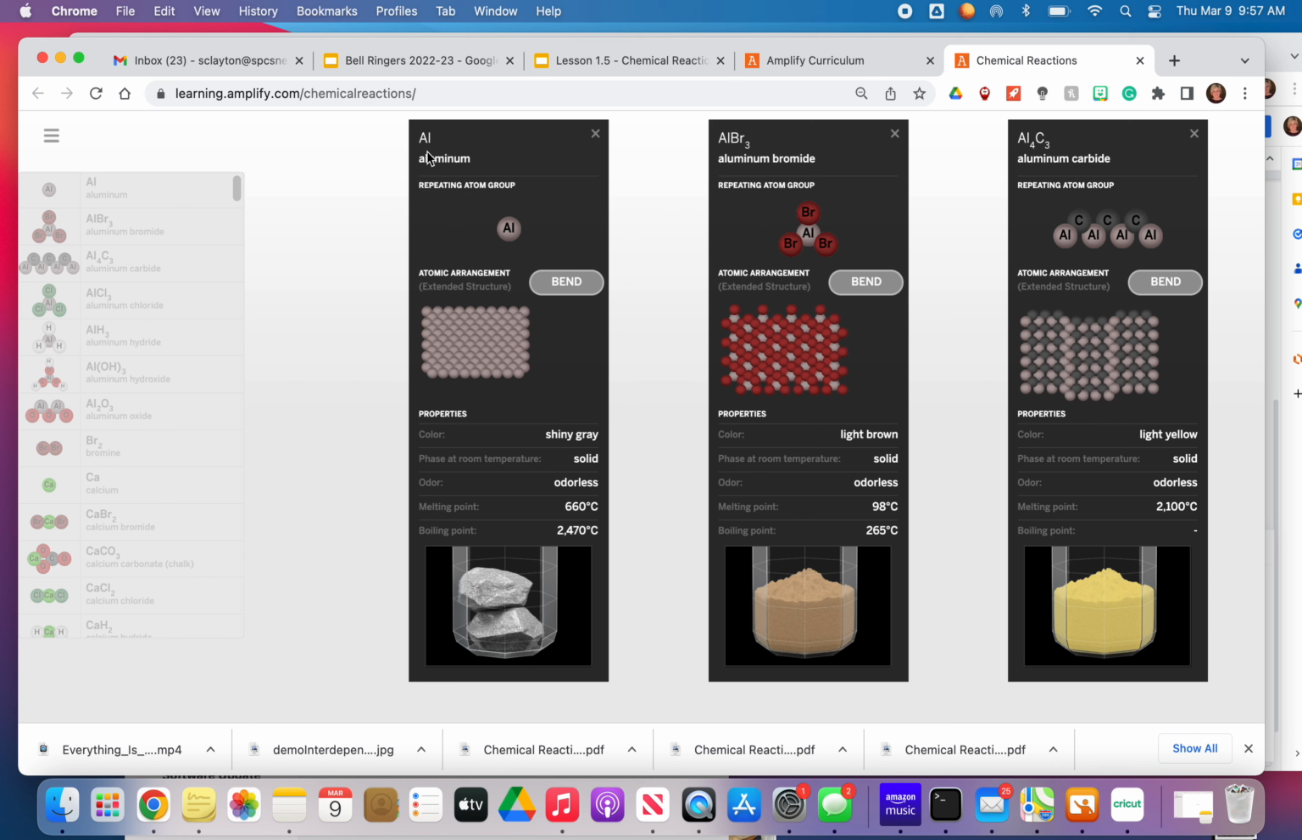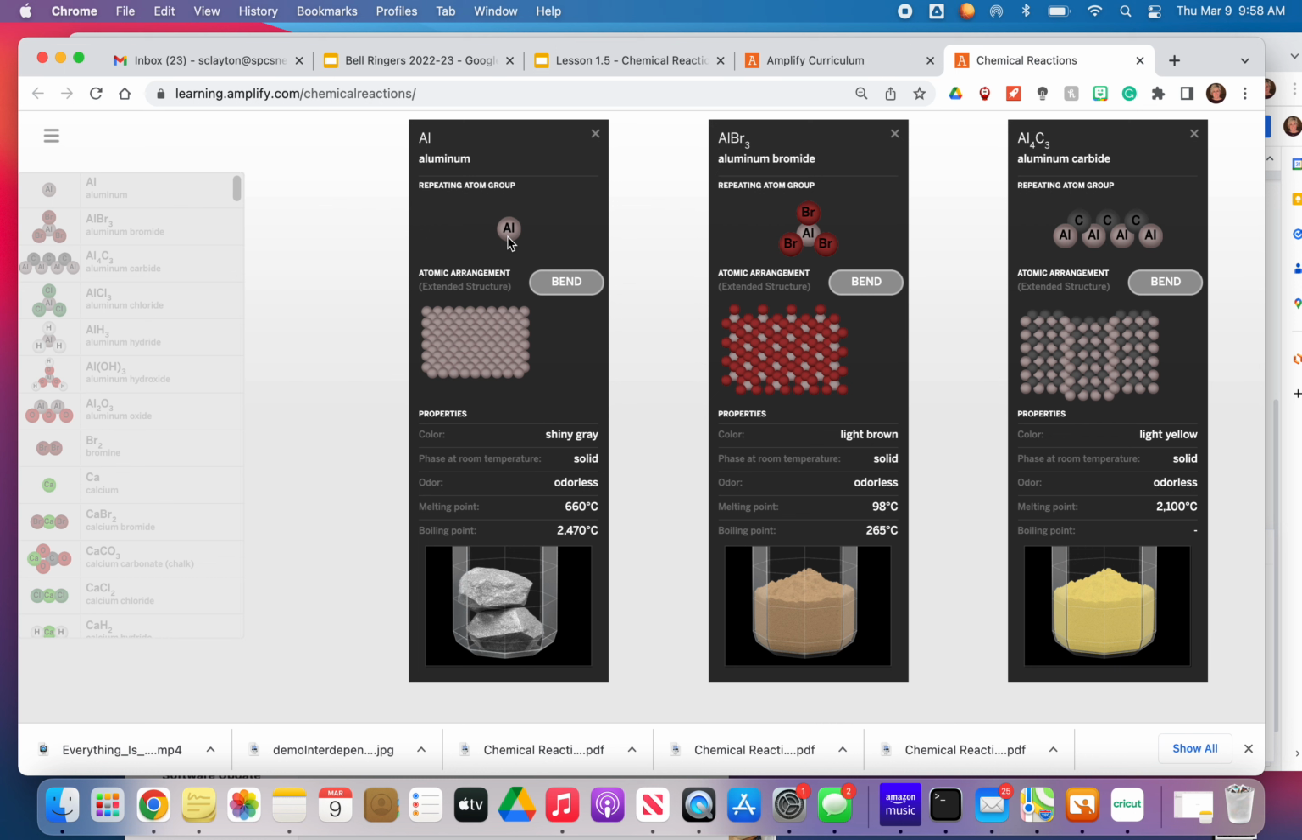So first of all, you see the symbol Al, and then what the substance is. So this is aluminum, this is aluminum bromide, and this is aluminum carbide, okay? It will show you the repeating atom group. So the next category down there, repeating atom group. Aluminum is what we call a pure substance, meaning that it is only made of one atom, and that one atom is all by itself. It doesn't need anything else to be a repeating group of an atom.